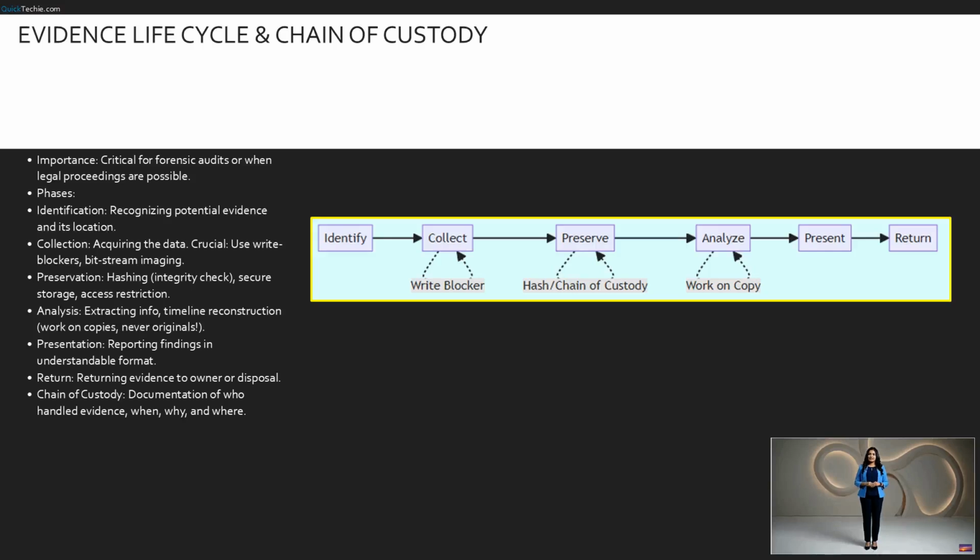When collecting evidence, especially for forensics, you must follow the evidence lifecycle to ensure admissibility. It starts with identification, knowing what to look for. Then collection. Here you must use tools like write blockers to prevent altering the data. Next is preservation, hashing the data to prove integrity and storing it securely. Analysis must always be done on a copy, never the original, to avoid contamination. Finally, presentation of findings and return of the asset.